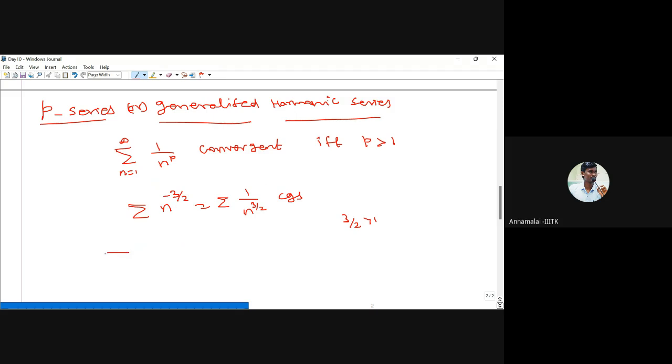Now tell me, does summation 1 by square root of n, n equal to 1 to infinity, converge or diverge?